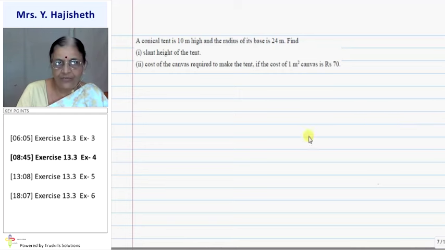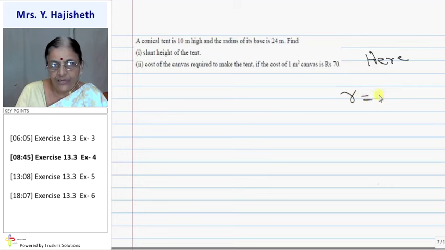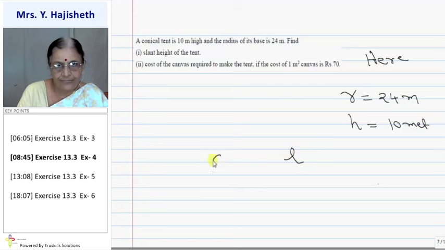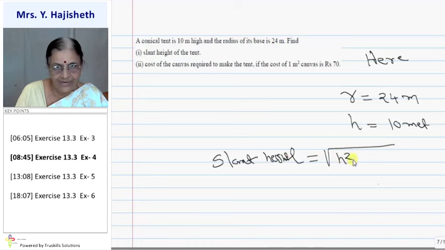So what is given here? First we write the given data. Radius r is 24 meter and height of the cone h is 10 meter. First I am asked to find the slant height. Slant height l is under root h square plus r square, Pythagoras theorem. It is 24 square plus 10 square.